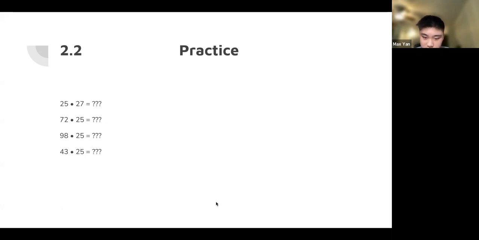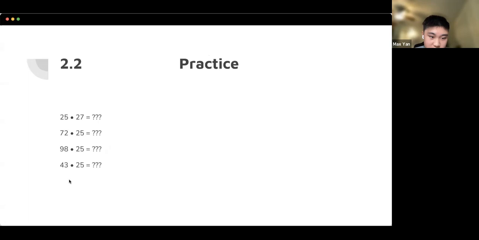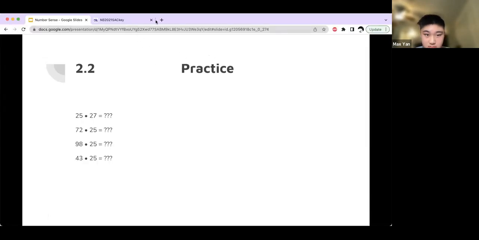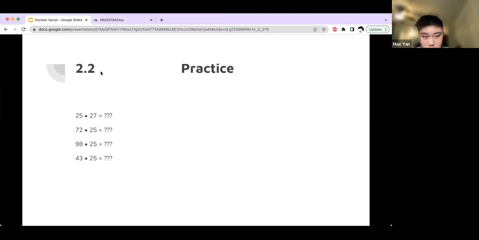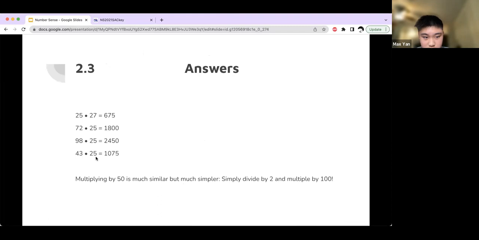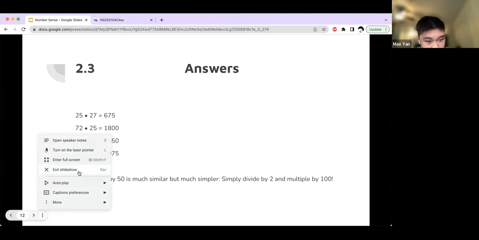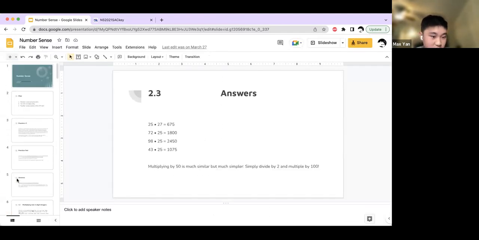Okay, so real quick, we're going to go over the 2-digit by 2-digit again. If it'll load. That's the answer to the questions, the multiplying by 25 questions.